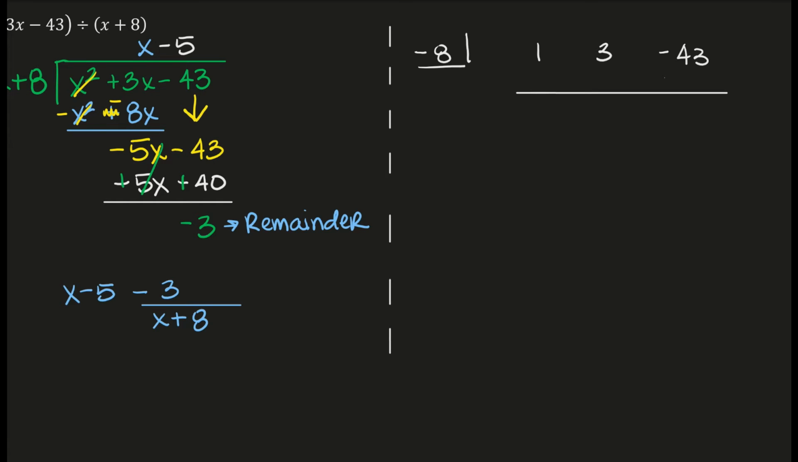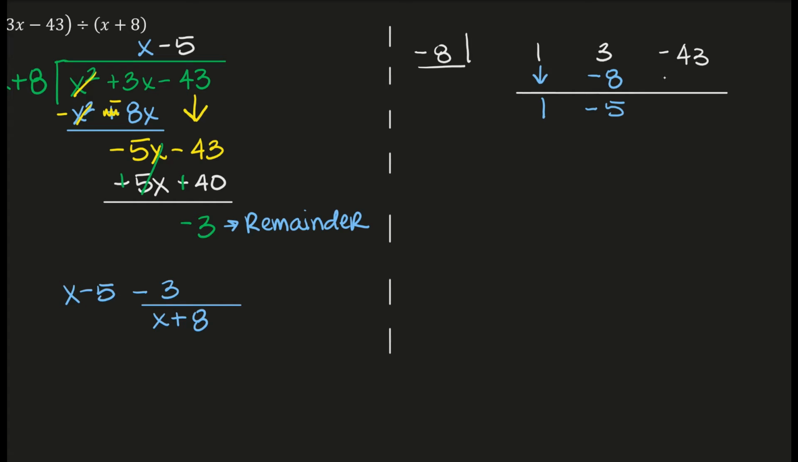And the process starts. So the first thing I'm going to do is bring this 1 down. And then I'll multiply this negative 8 times the 1. So negative 8 times 1 gives me negative 8. And then here you're going to add 3 plus negative 8. 3 plus negative 8 gives me negative 5.